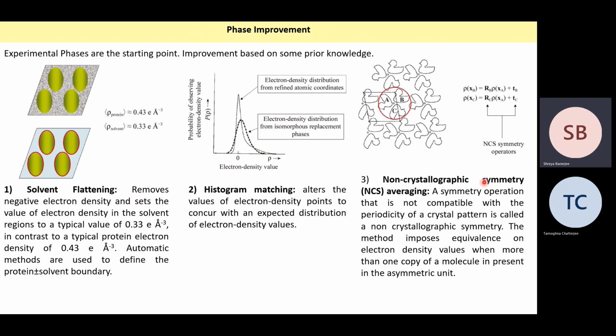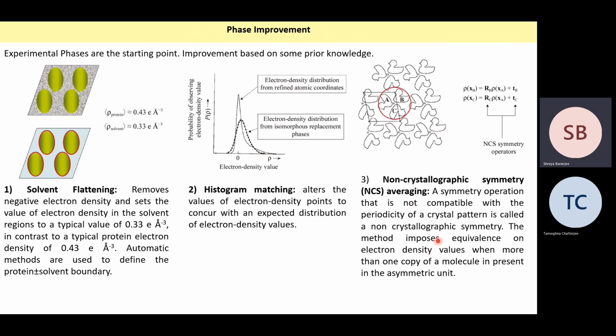The third one is the non-crystallographic symmetry averaging. A symmetry operation that is not compatible with the periodicity of a crystal pattern is known as a non-crystallographic symmetry, which basically means, if you look at these three ducks, the ducks in this circle are symmetric, but they are not within the unit cell of the crystal. And so you cannot carry out any symmetry operations within the unit cell itself. So that is known as a non-crystallographic symmetry.